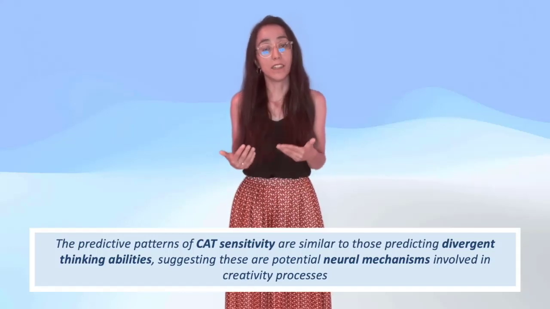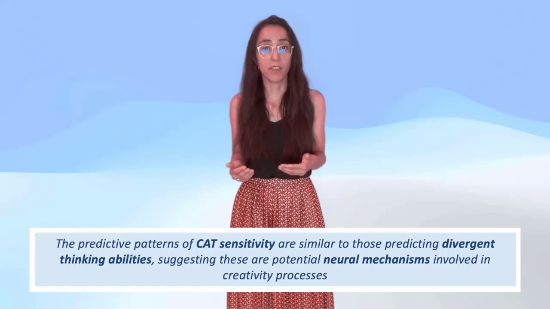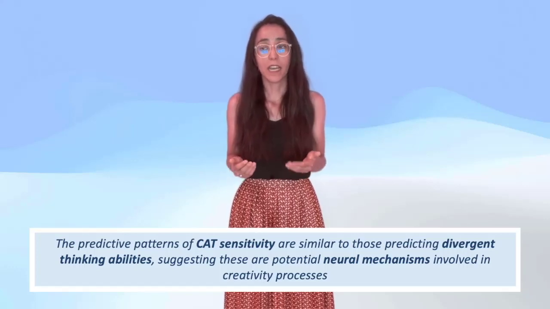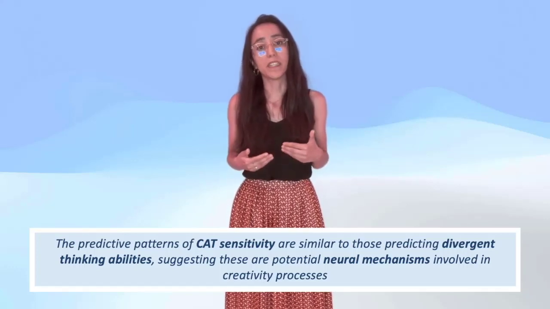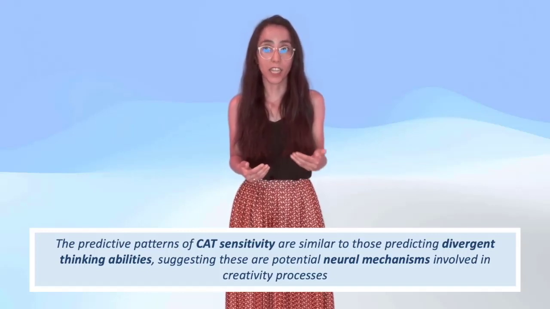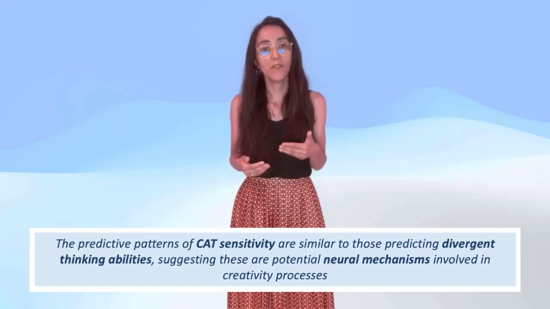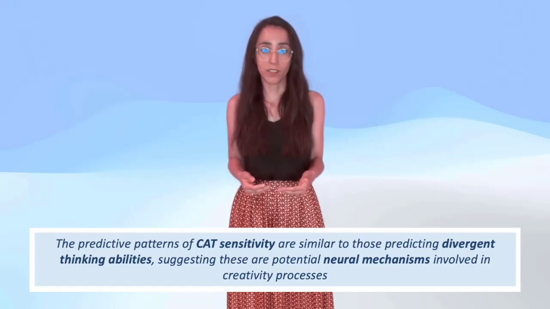so a better ability of solving the trials when we vary this associative remoteness of the trials, is similar to the one that also predicts other kinds of creative abilities such as divergent thinking, suggesting that these can be neural mechanisms involved in creativity processes.